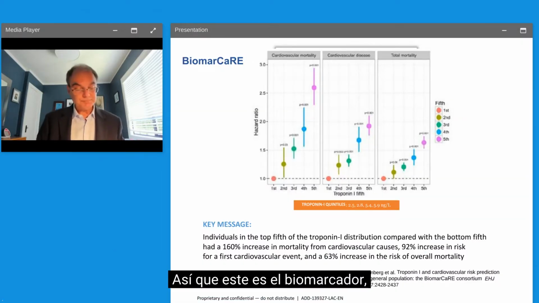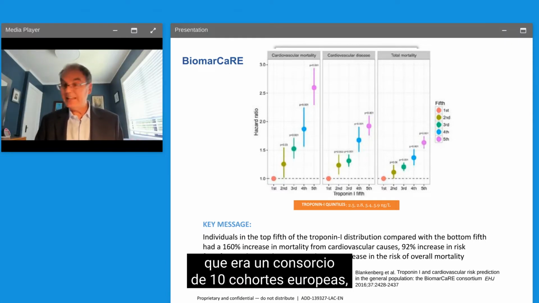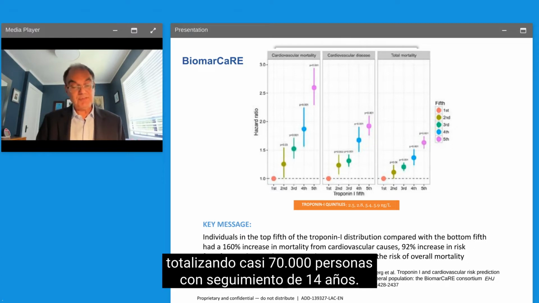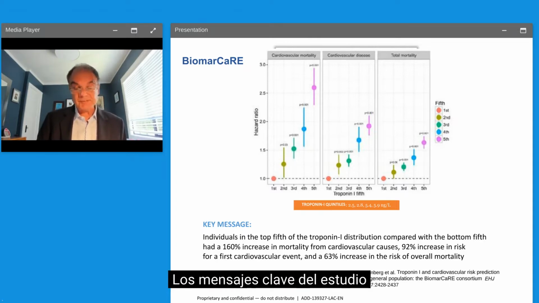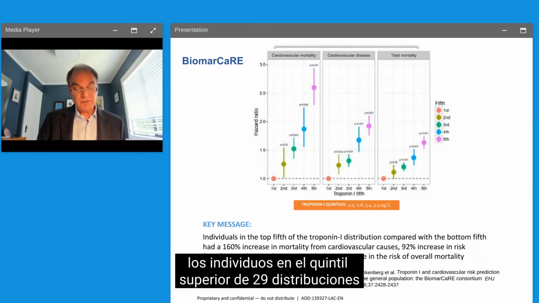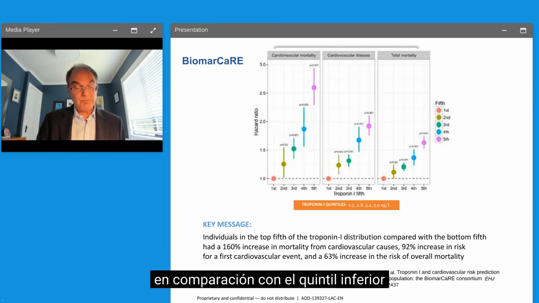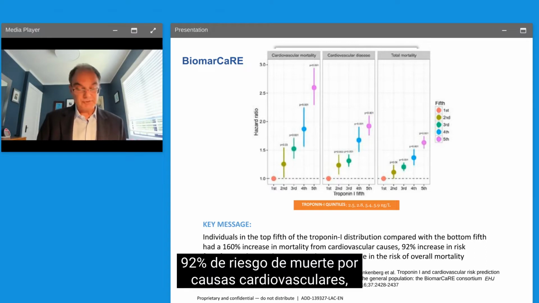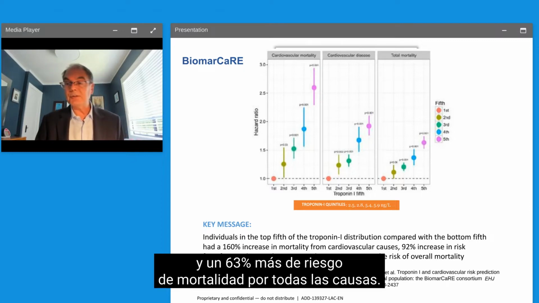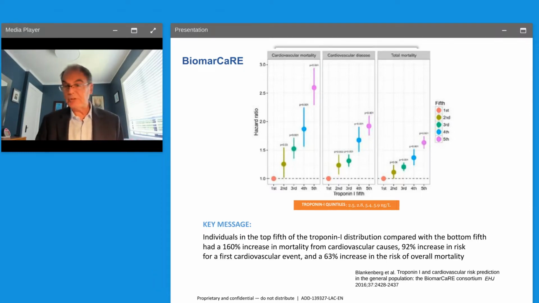So this is BiomarCaRE, which was a consortium of 10 European cohorts, totaling almost 70,000 people with a follow-up of 14 years. The mean baseline age of the participants was 52 years. The key messages of the study, as can be seen in the figure, are that individuals in the top fifth of the troponin distribution, compared with the bottom fifth, had a 160% increased risk of cardiovascular events, 92% risk of death by cardiovascular causes, and 62% increased risk of all-cause mortality, as shown here on the right panel.